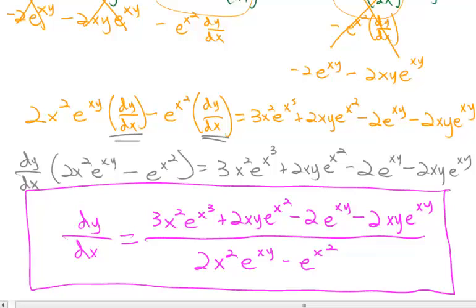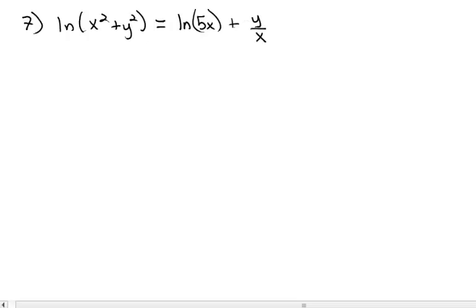The algebra might be a little work to crank out, but the process is the same. Take the derivative implicitly, so the derivative of y is dy dx. Get all the dy dx's on one side. Get everything else on the other side so that you can factor out the dy dx and divide. One last example. The natural log of x squared plus y squared equals the natural log of 5x plus y over x minus 2.